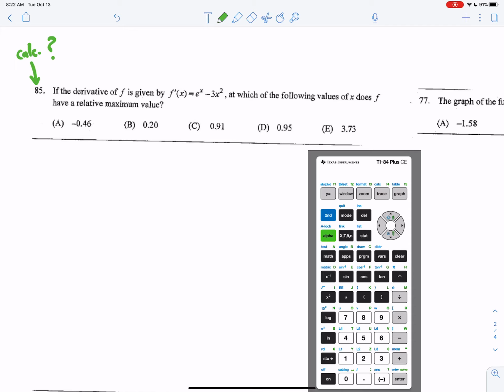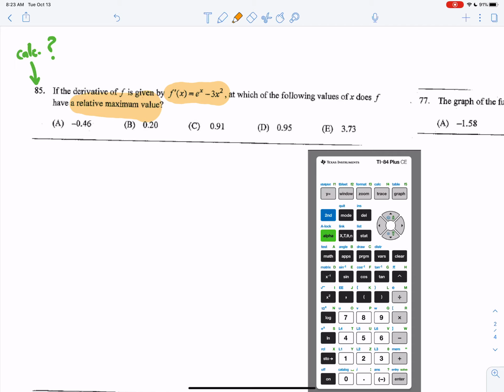Okay, so here we go. If the derivative of f is given by f prime of x, at which of the following values of x does f have a relative maximum value? So the buzzwords here are relative max, okay?